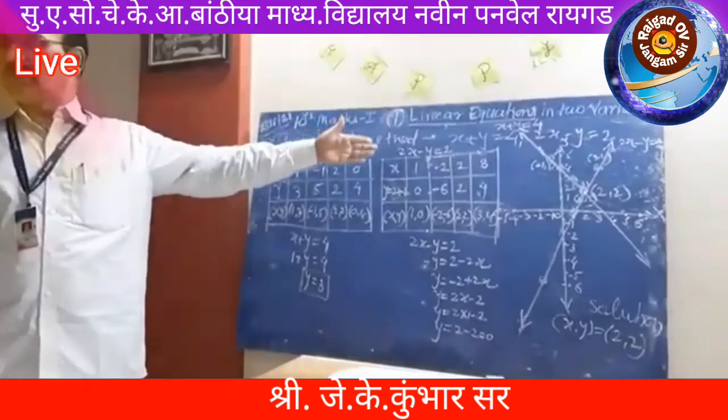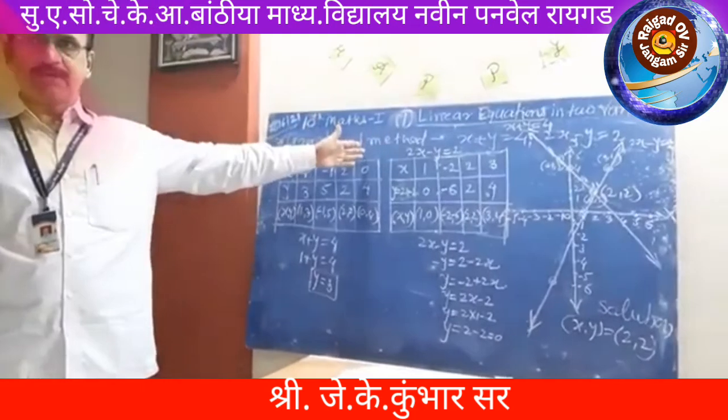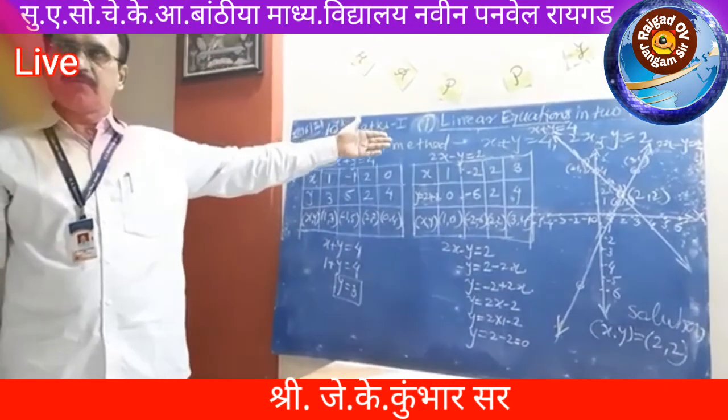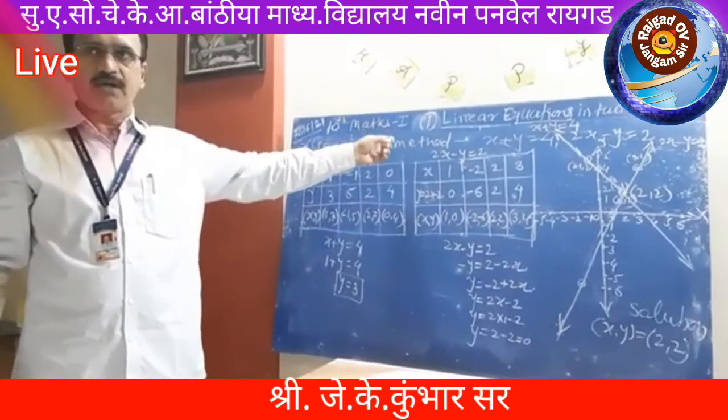Any doubts in this example in graphical method? Next period we will see the remaining method, that is Cramer's rule or determinant method.